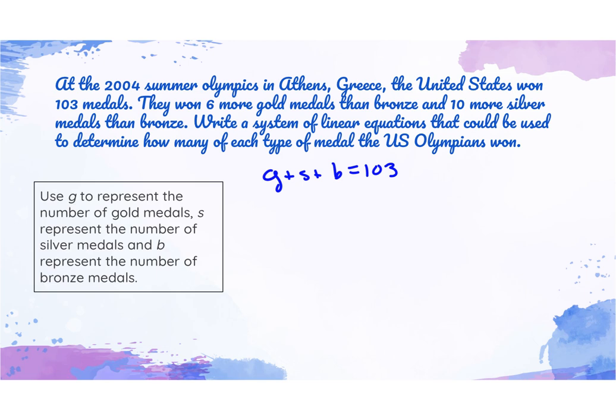They won 6 more gold medals than bronze and 10 more silver medals than bronze. So if you notice, the gold and the silver feed off of the bronze. What I mean is that gold is in relation to bronze. So gold is going to be equal to the number of bronze plus 6, and silver is going to be equal to the number of bronze plus 10.